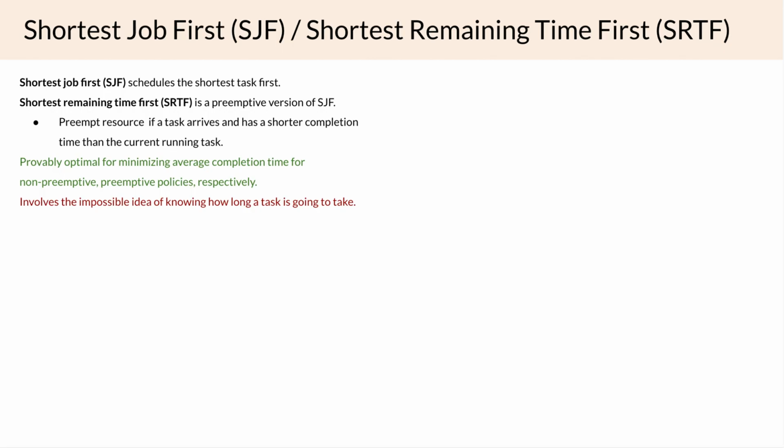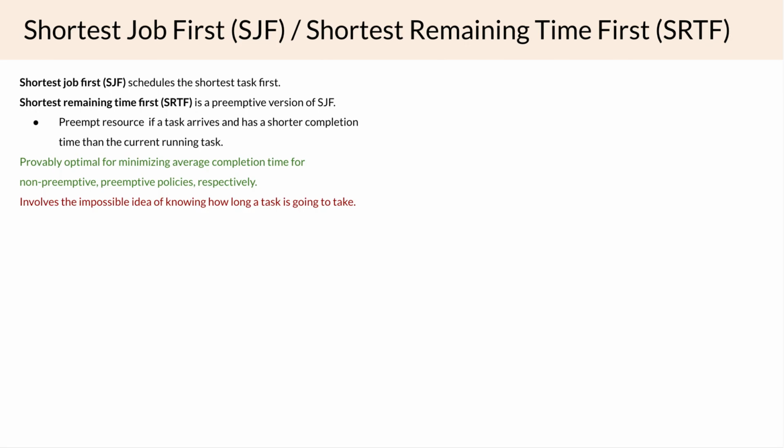So let's say I am running thread A that is going to take 10 more time units to run, but another thread arrives in the system that's only going to take 5 time units to run. In shortest job first, I would just let the job that's running finish. In SRTF, or shortest remaining time first, I would stop the currently running job and instead run the shorter job that just arrived.